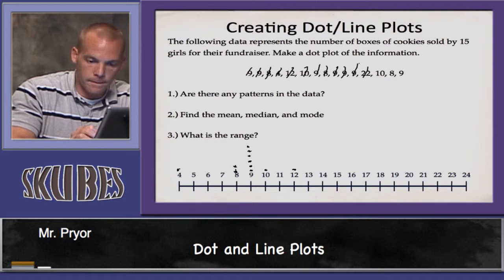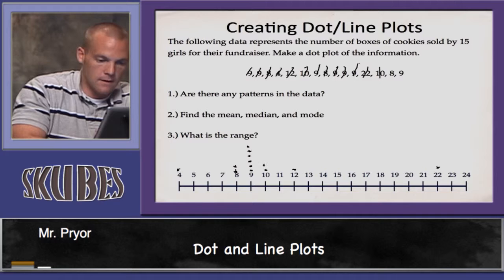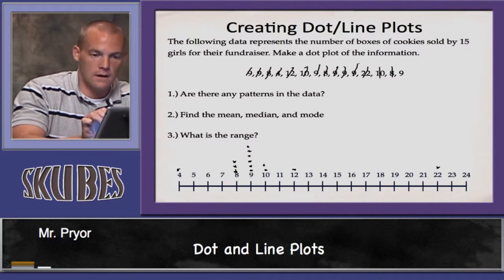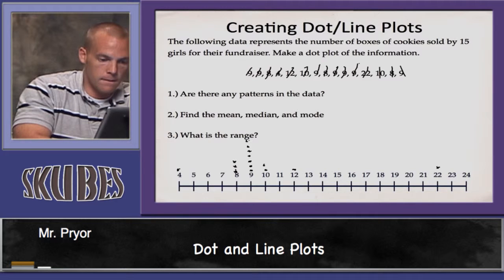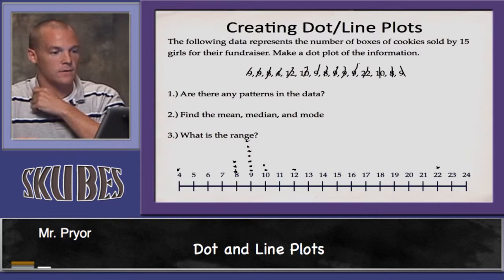22, 10, 8, and another 9. There we go. All right, so we see we have our data here, and we can kind of analyze what we have.